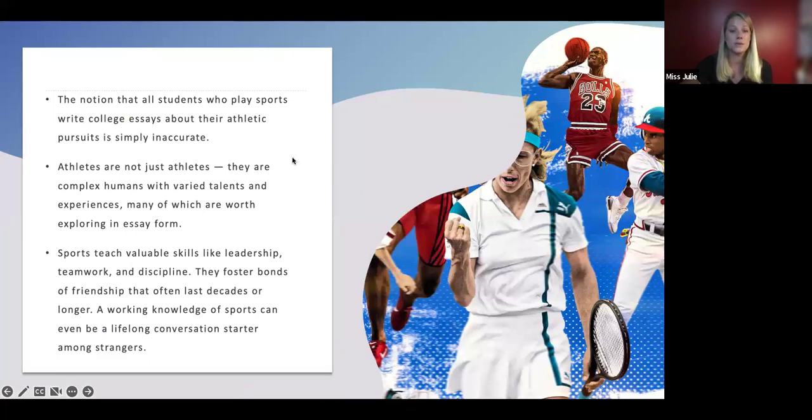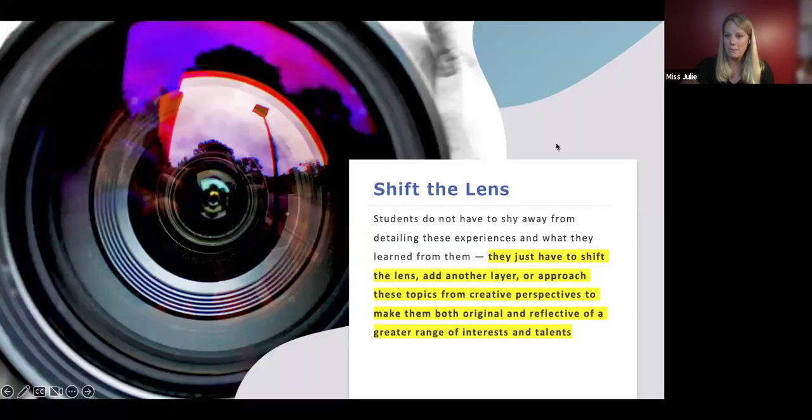Not everyone writes about sports, but we're going to show you some different ways to look at this. So the notion that all students who play sports write college essays about their athletic pursuits or journeys is not true, right? Athletes are not just athletes. They're complex humans with lots of different talents and other aspects of their life as well. So they're not just writing about sports. Sports teach valuable skills like leadership, teamwork, and discipline, right? And they foster bonds of friendship that often last for decades. A working knowledge of sports can even be a lifelong conversation starter among strangers, right? So sports are important to many, many people.